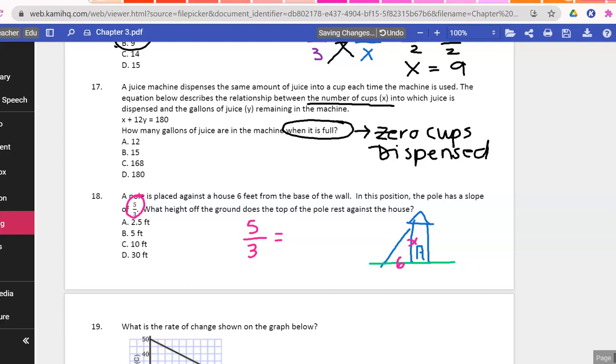When you are looking at this picture, remember rise is your vertical change. So vertical distance in this case is X, run is your horizontal change, which in this case is 6. So another proportion, just like number 16, cross multiply, you get 30 equals 3x. Now you're dividing both sides by 3, and you end up with 10 equals x. So 10 feet, answer choice C.